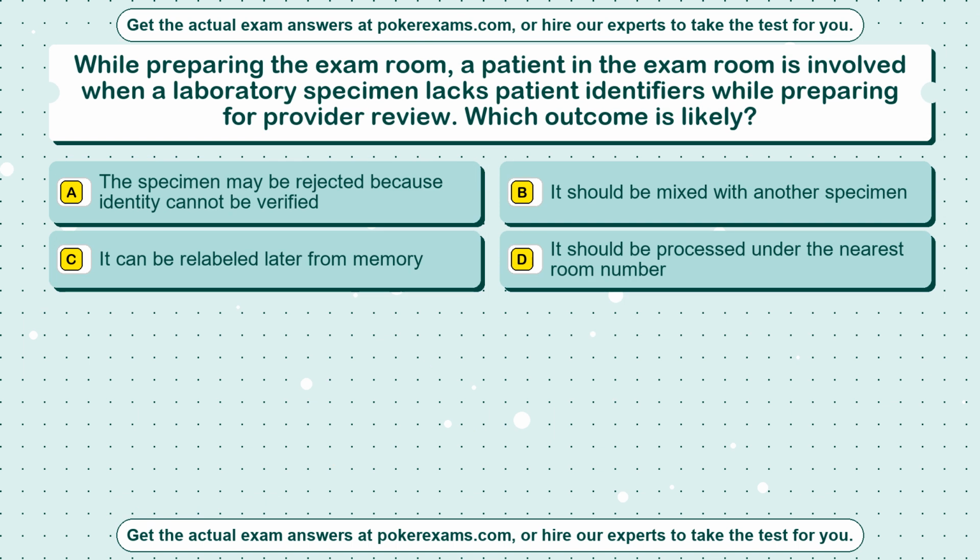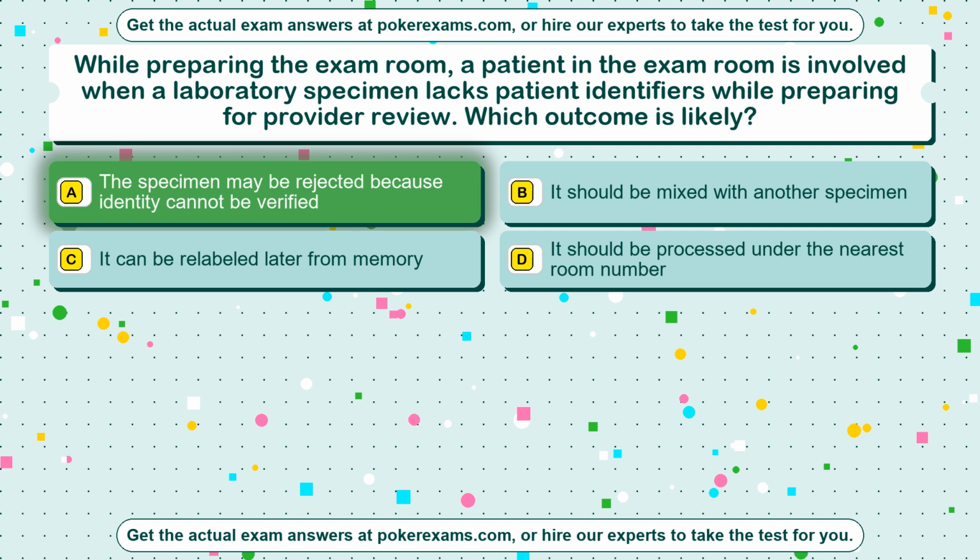Question 96. While preparing the exam room, a patient in the exam room is involved when a laboratory specimen lacks patient identifiers while preparing for provider review. Which outcome is likely? Option A. The specimen may be rejected because identity cannot be verified. Option B. It should be mixed with another specimen. Option C. It can be relabeled later from memory. Option D. It should be processed under the nearest room number. The correct answer is option A.